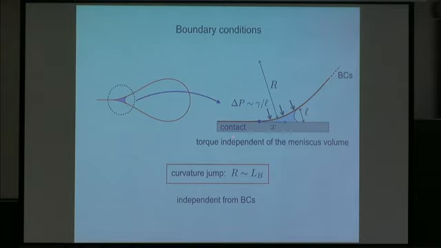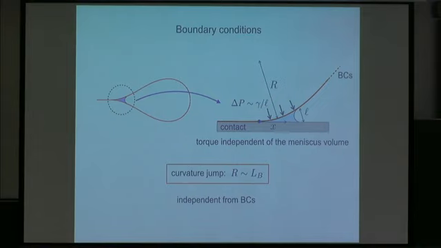And you balance this torque with the bending moment of the rod. And so basically what you find out is that the initial curvature you have in this object, you have a curvature jump, and this curvature is this bending length, and this is totally independent from the boundary condition. So in whatever problem, when you have a rod sticking on a solid, it starts with a curvature which is given by this bending length.